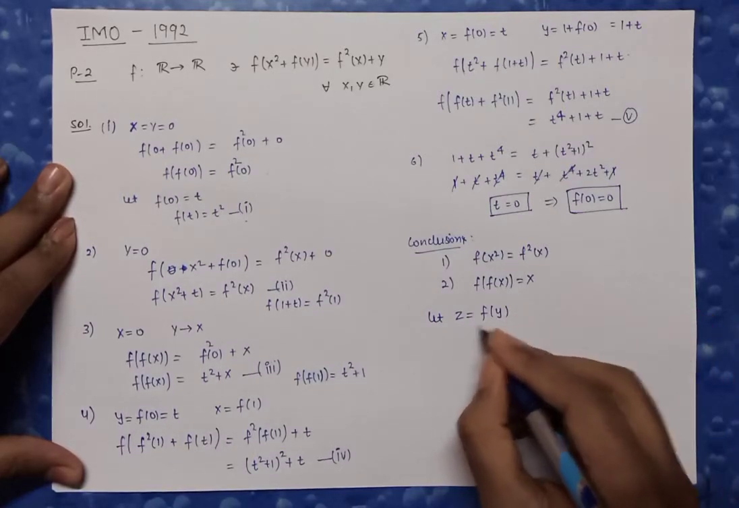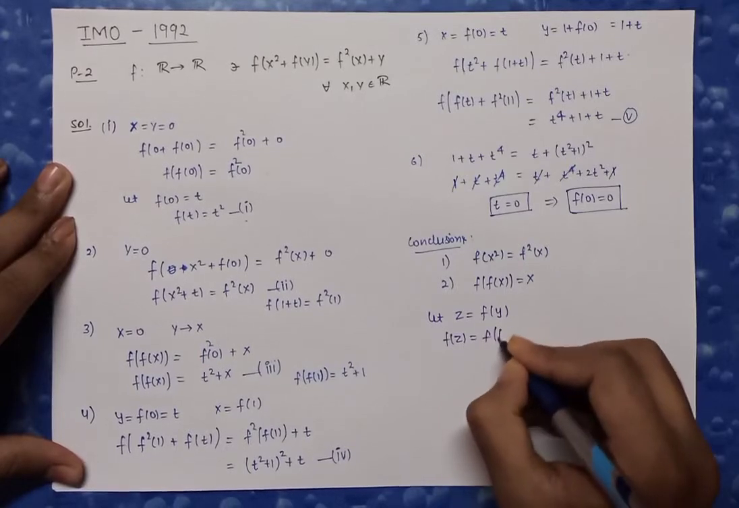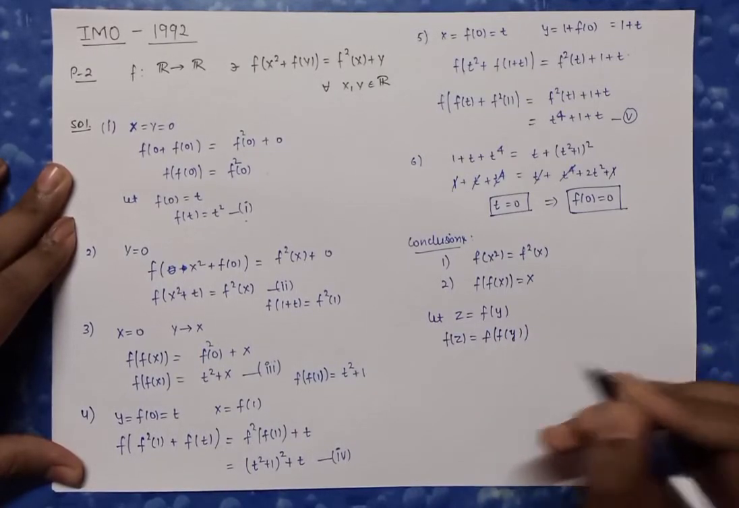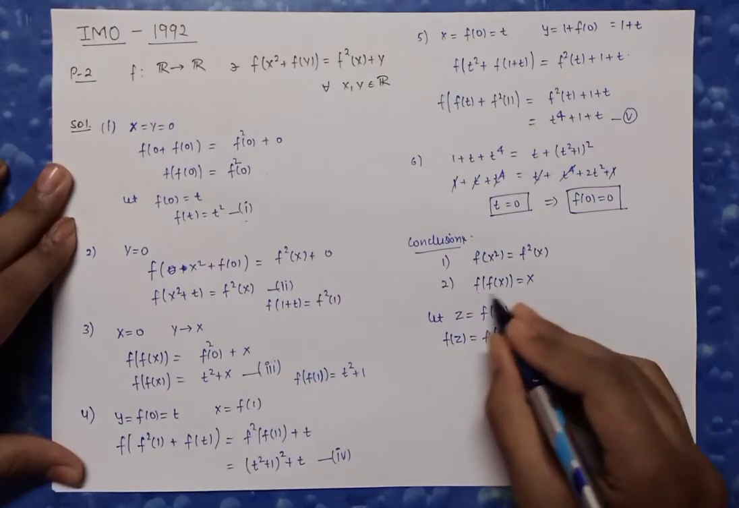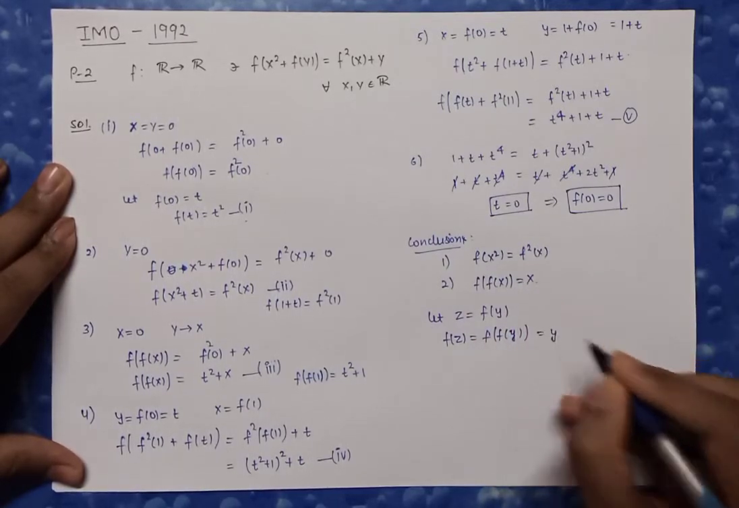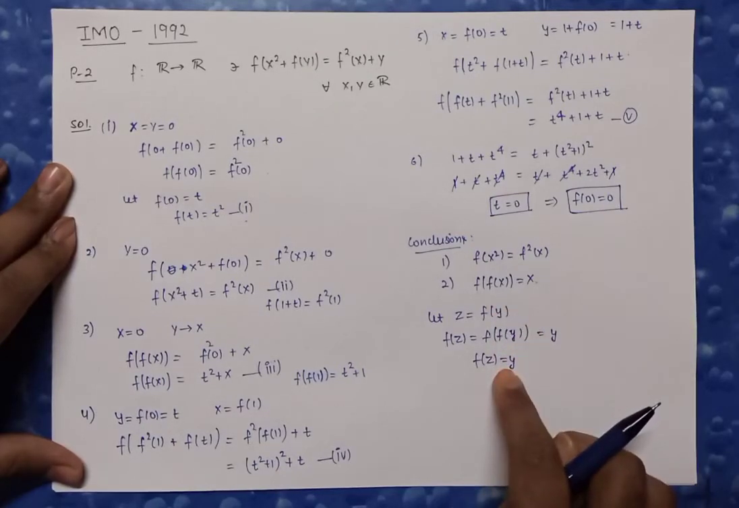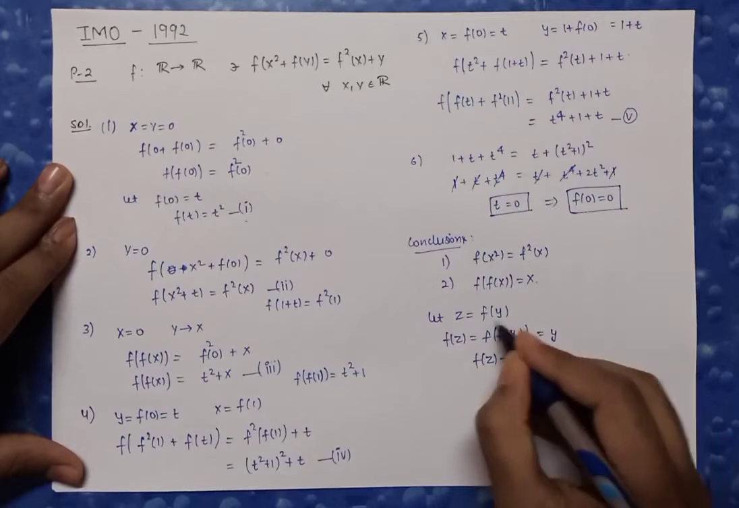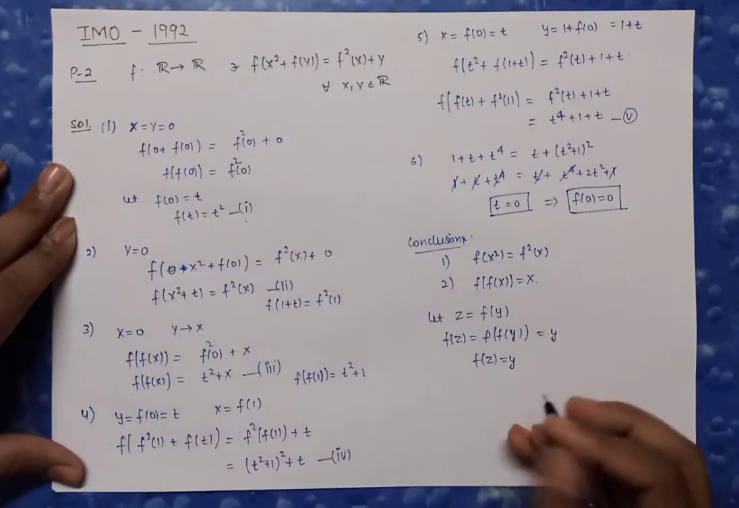Now I can write it like this also, f of y. Now f of y is nothing but z, and using this relation we can get that f of z is also equal to y. Now we have got two relations by assuming f of y is z. Now let's make use of this in our mother equation.